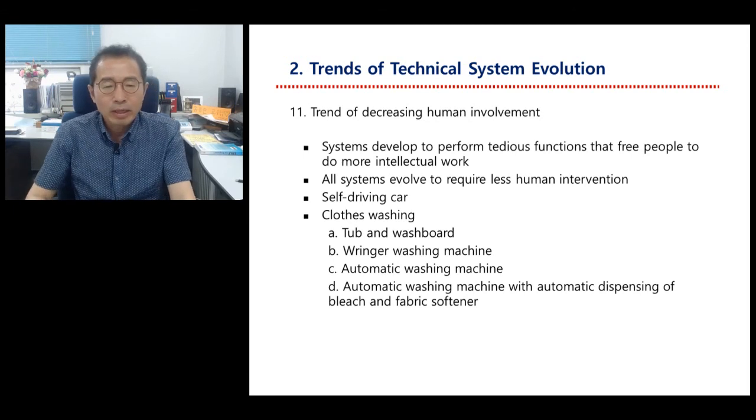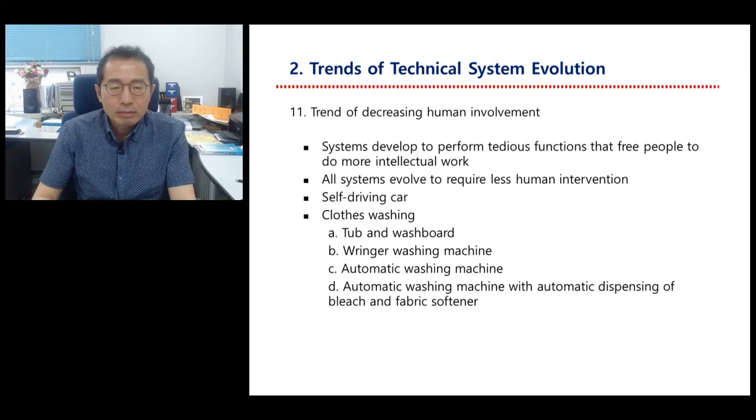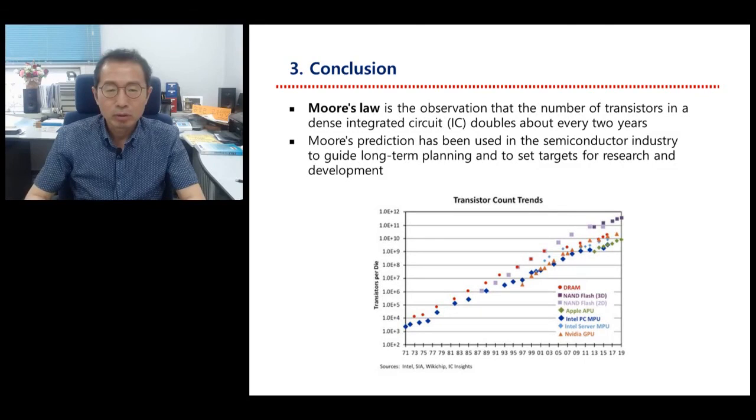Until now, I have shown 11 trends of technical system evolution. In conclusion, I want to explain how to apply these trends to predict future technology. First, take a look at Moore's law. Moore's law in the field of semiconductors is a very famous technological evolution pattern and is effectively used to predict and plan the future of technology.